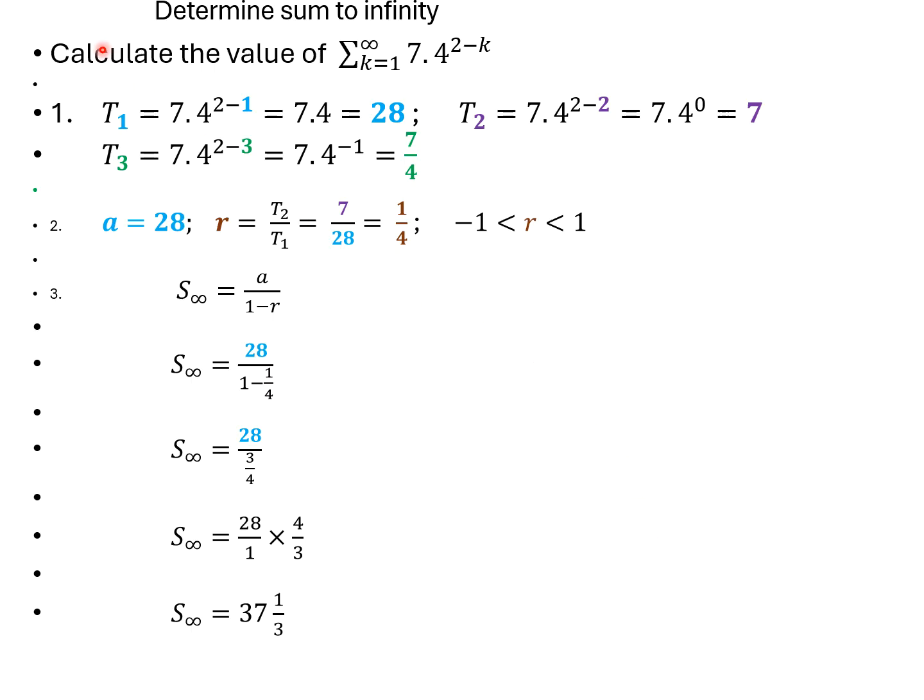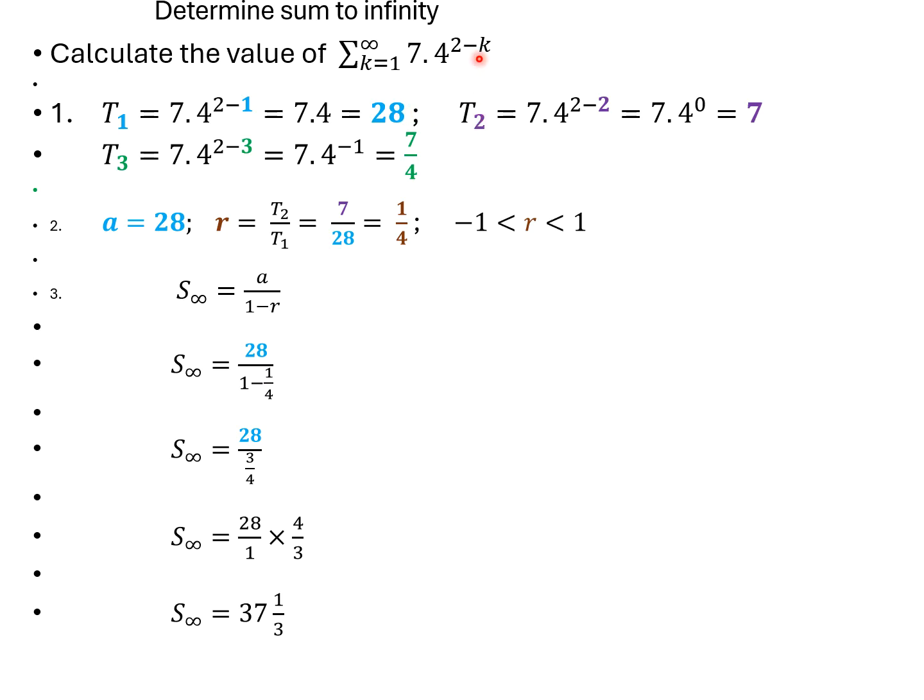Right, so problem number one, they say calculate the value, or they can say evaluate. For k equal to 1 going to infinity, we have 7 times 4 to the power 2 minus k. So again, we just need the first two terms, but I'll follow the procedure by finding the first three terms. So term 1, in the place of k, I place 1. 2 minus 1 gives me 1, and 4 times 7 then gives me 28.